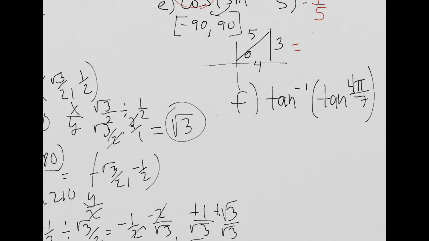Okay, last one, F. In the parentheses, tangent of 4 pi over 7, and then I want to do the inverse of that. Well, remember, whenever you have a function and its inverse, they cancel each other out. So basically, you're left with the answer that's there. So it's 4 pi over 7.